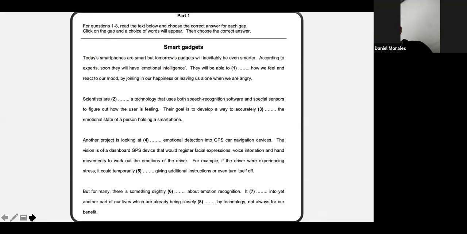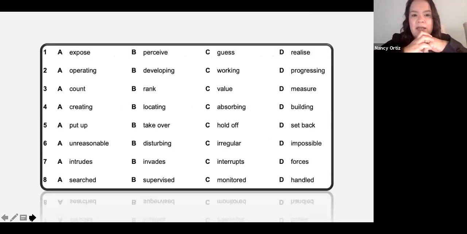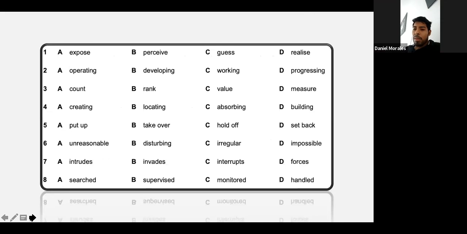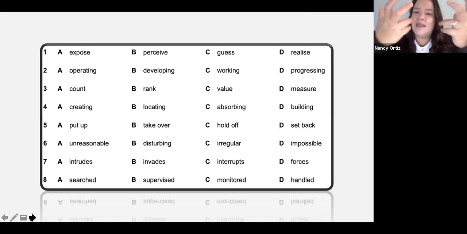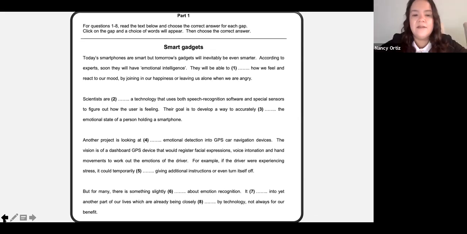Okay. I understand the idea, but remember, in these kinds of exams, sometimes you have to use count or rank. Value is more for other things. So measure would be the better option. Value are things that we appreciate. Yes, Arely? I have a doubt.